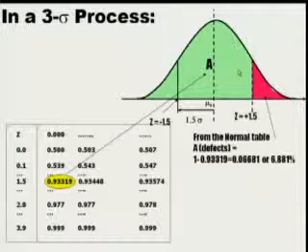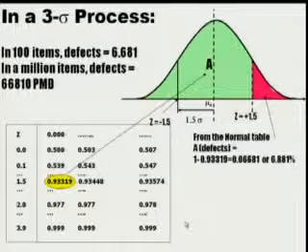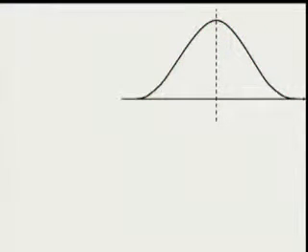And what does that mean? It means that the red area here of defects is 6.681%. That is if the process is running at 3 sigma. Now, what does that mean? It means in 100 items, you have about 6.6, about 7 defects. But this also means that if you are selling 1 million items, then you have over 66,000 defects per million items. And that is huge.